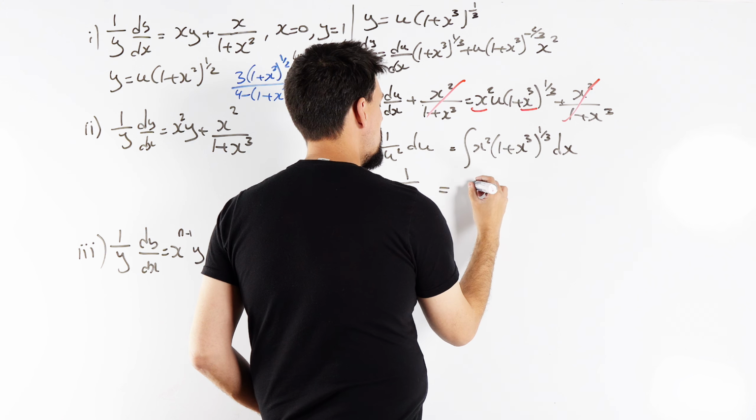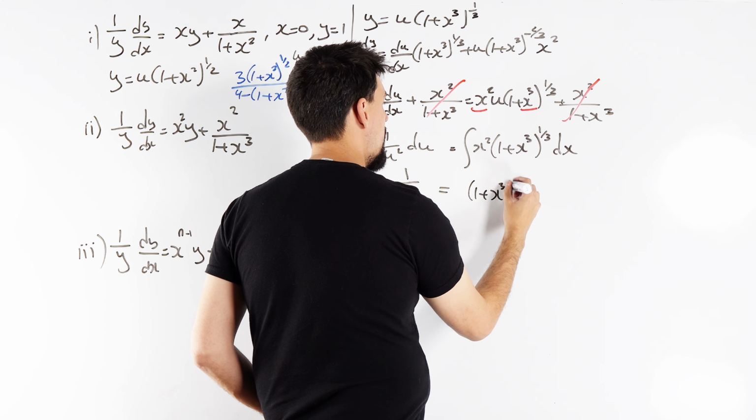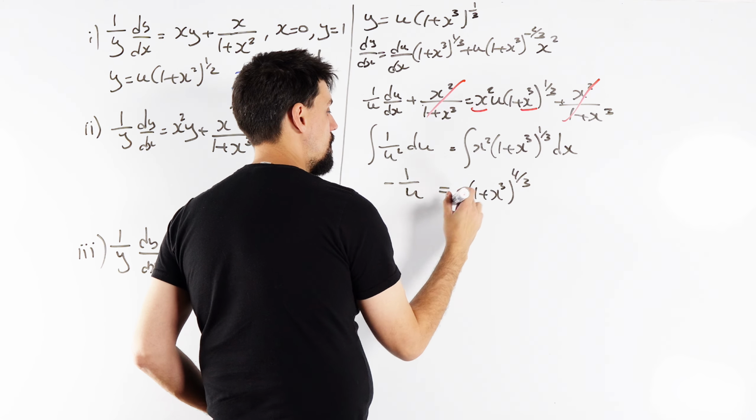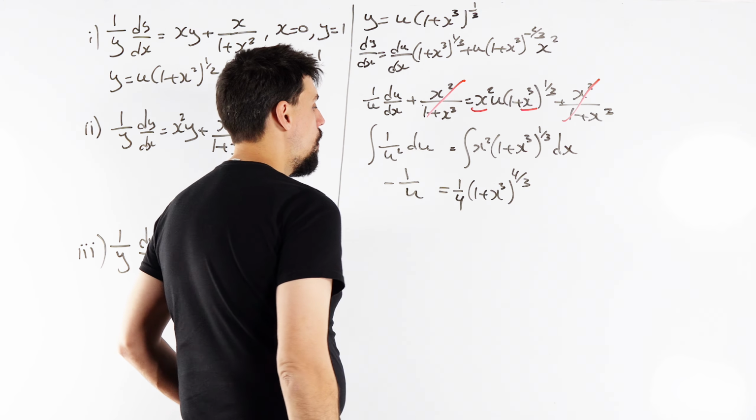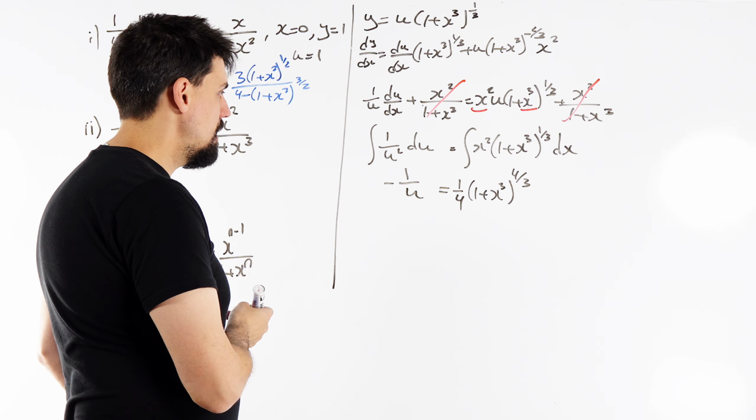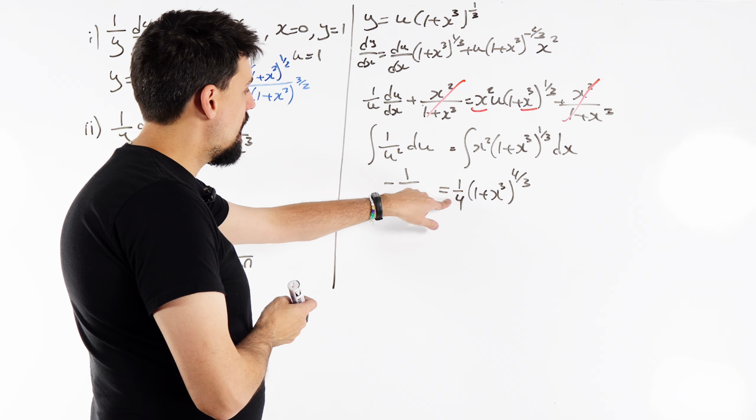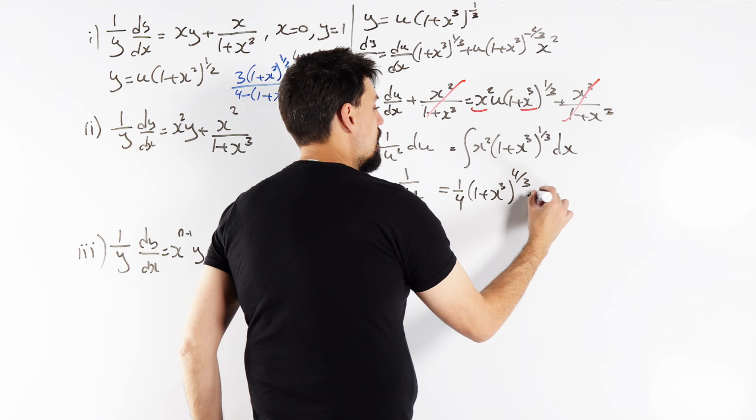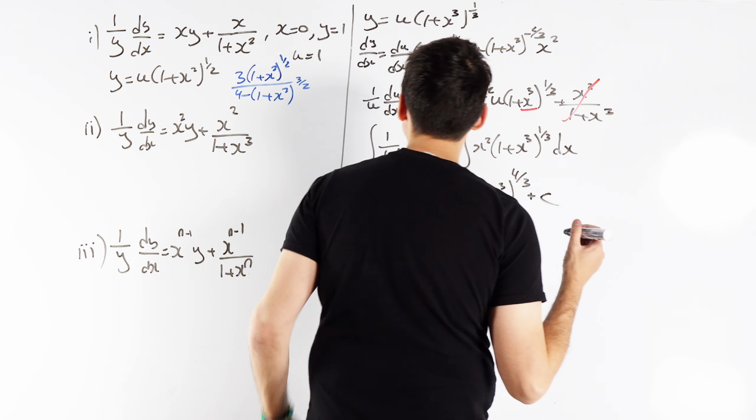What does this one become? This becomes (1 plus x cubed) to the 4/3. I think the 1/4 balances everything I need. The 4/3 comes out, cancel, cancel, a third, 3x squared. Yeah, that works. We need the plus c. My initial conditions haven't changed.